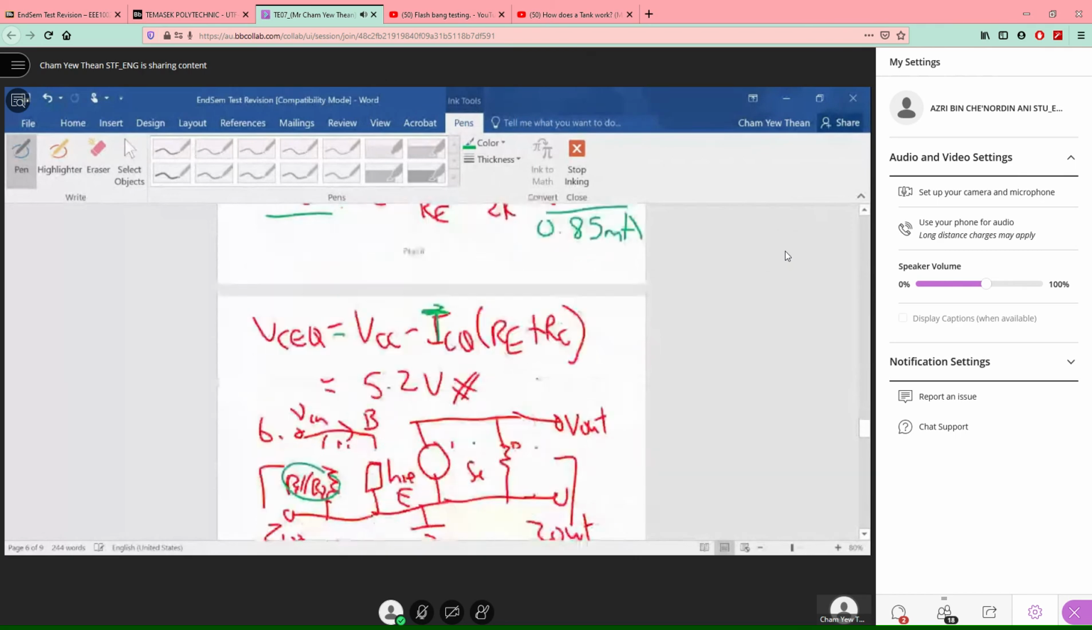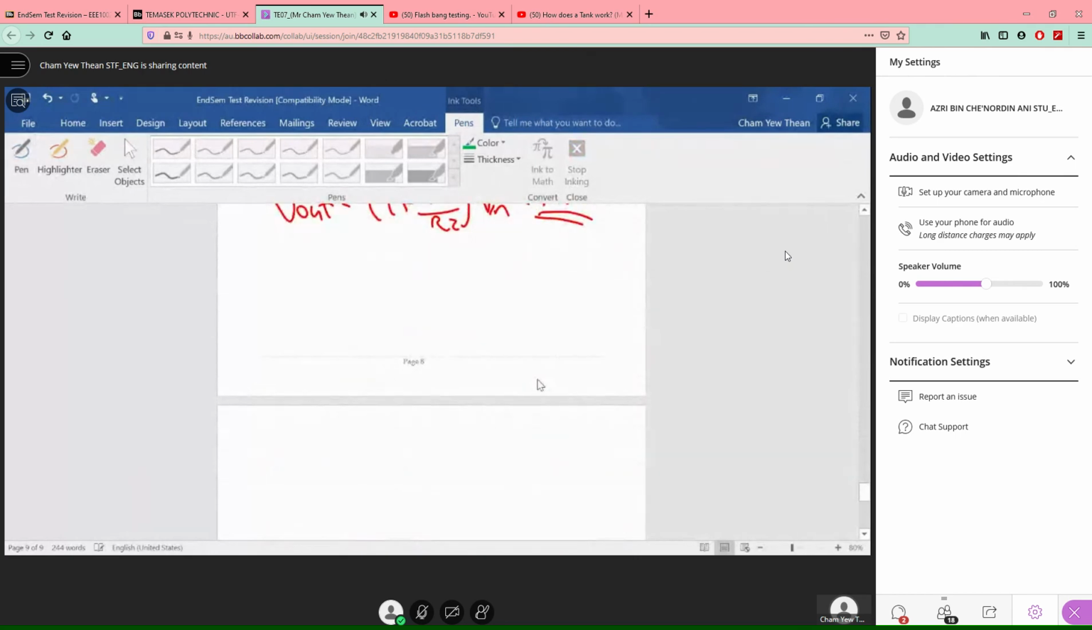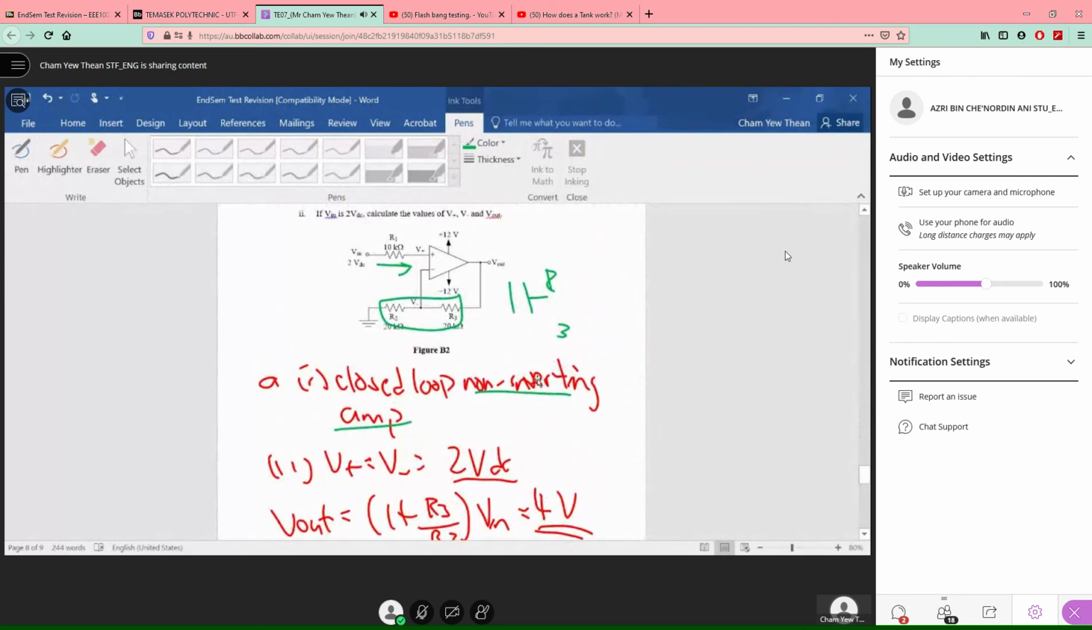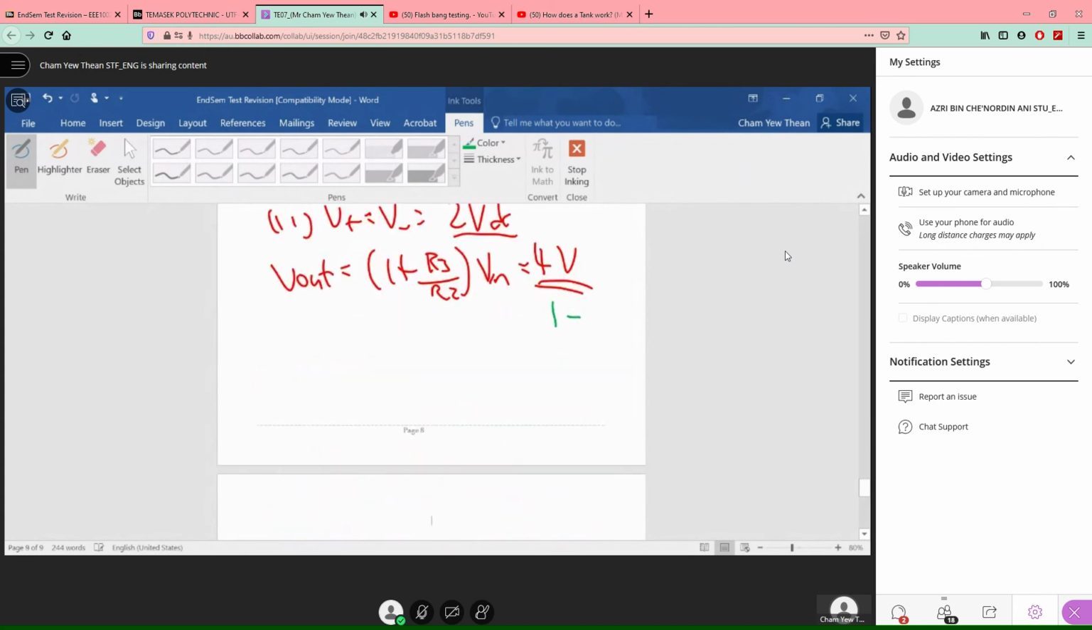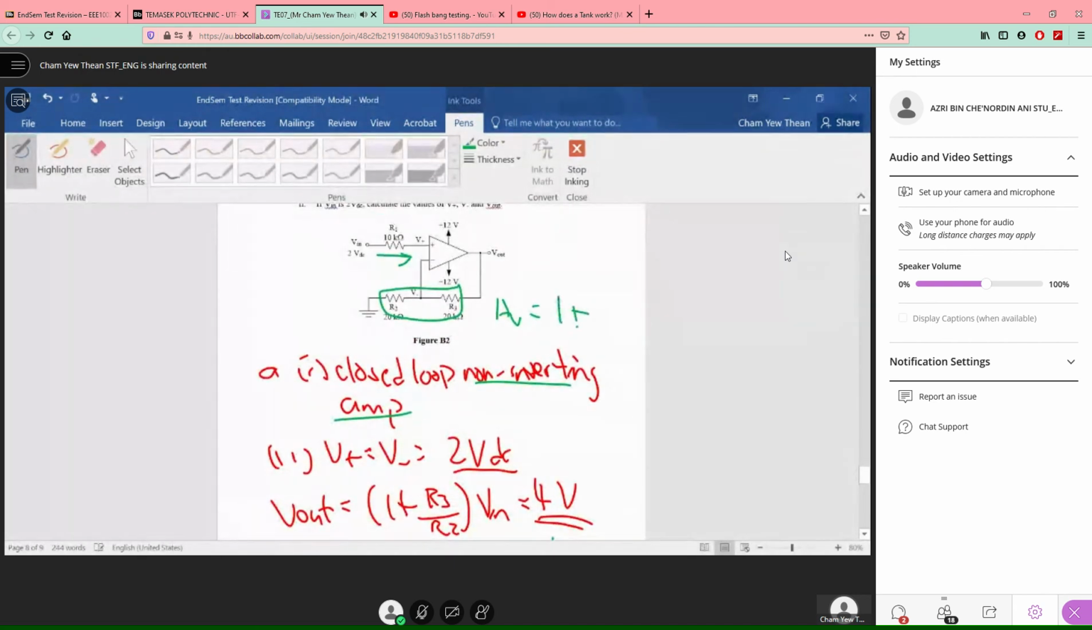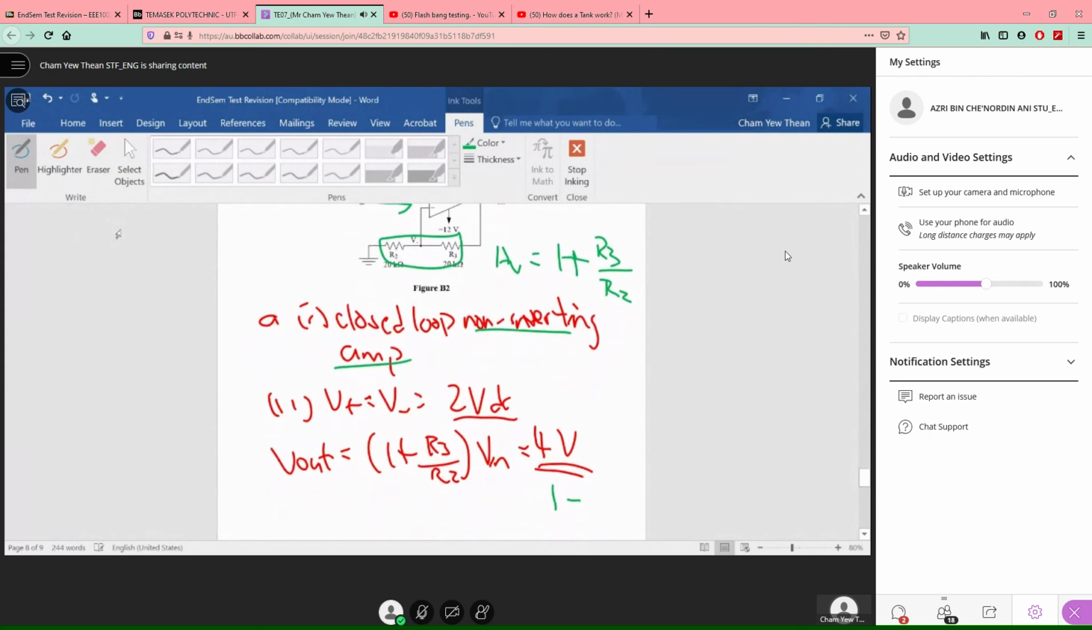Immediately your gain, the AV, is equal to 1 plus R3 over R2. This is the non-inverting gain. So this is the answer.